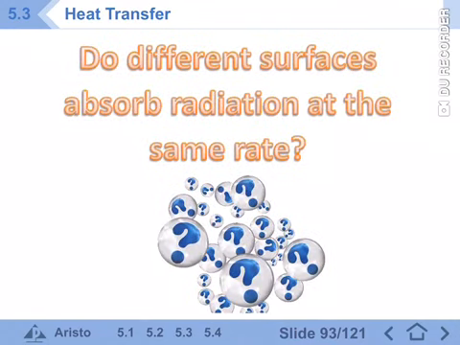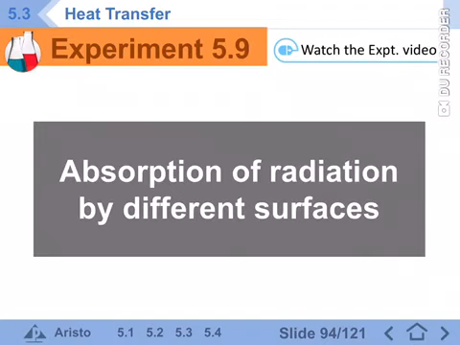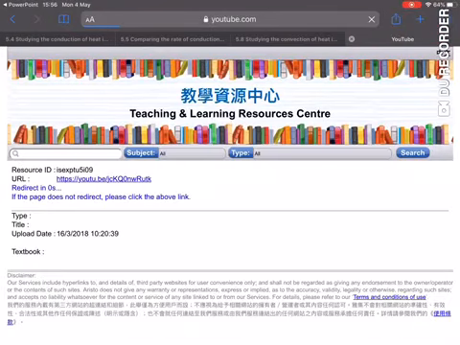So what kind of surface would give you different results, and how does it actually work? Let's take a look. In here, I will show you a video of the experiment. I suppose you will see this experiment again in Form 3. So let's take a look at it first. Okay, give it a second.